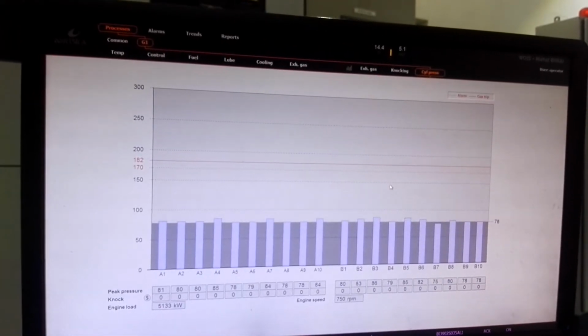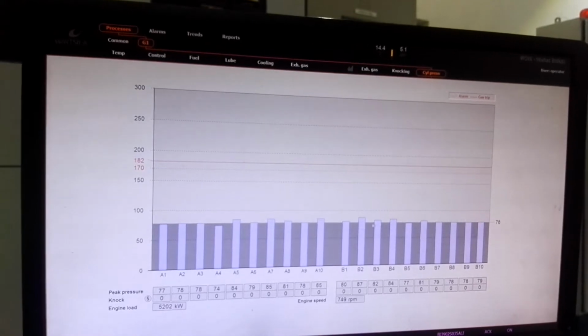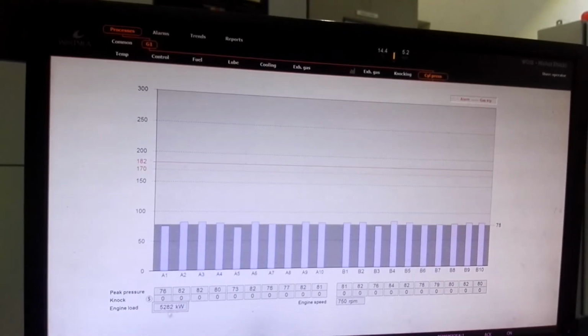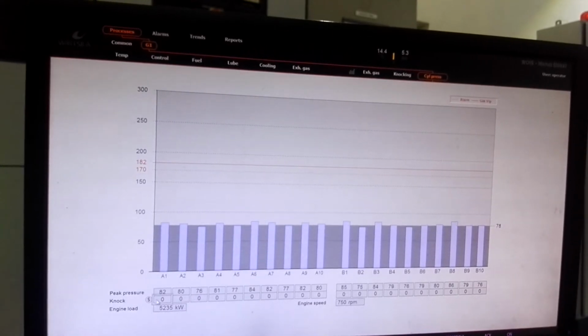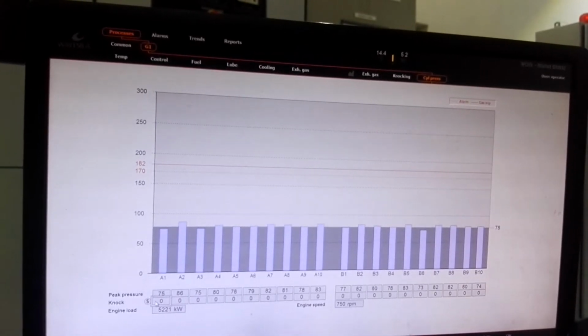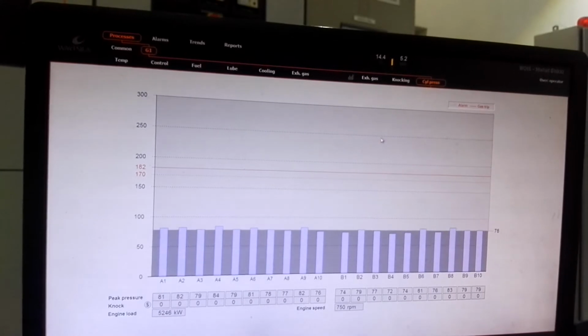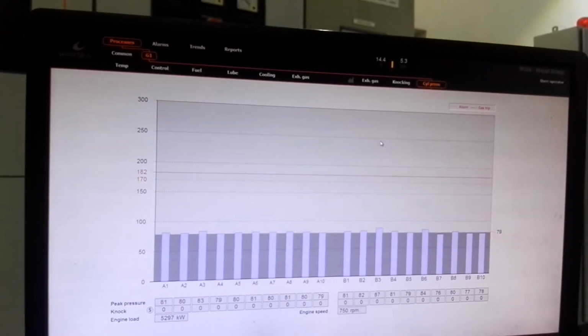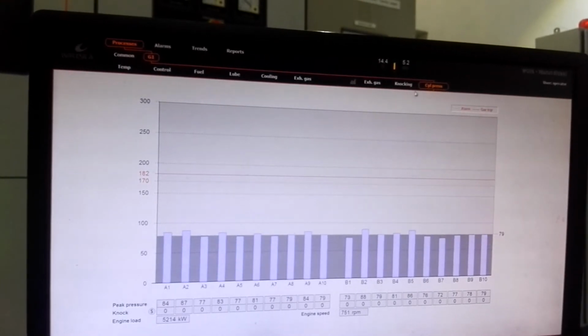This page is related to cylinder pressure. As you can see, these are the cylinder pressures, and it is the knocking. Now in this video, I just give you an overview of the software. We will cover it in the next video, and we will discuss everything here in detail.